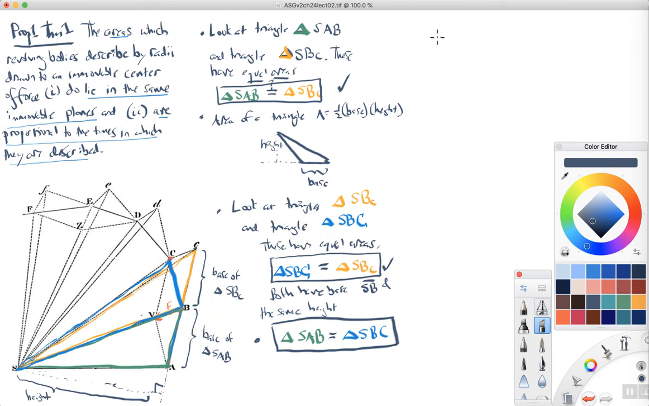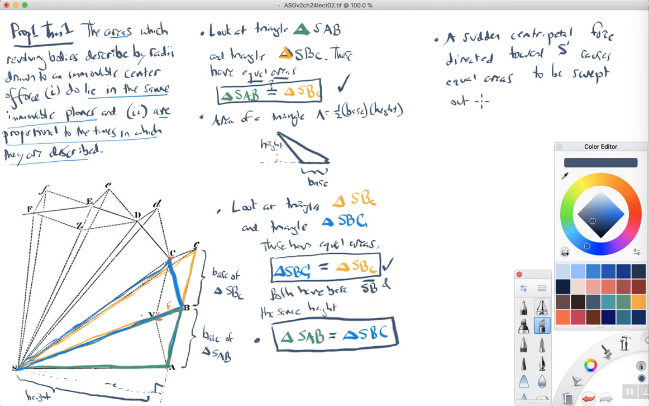Okay? In other words, a sudden centripetal force directed toward S, toward point S, causes equal areas to be swept out in equal time intervals. That's the point that is being made right here.